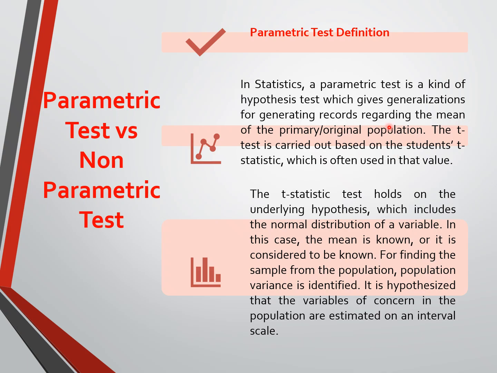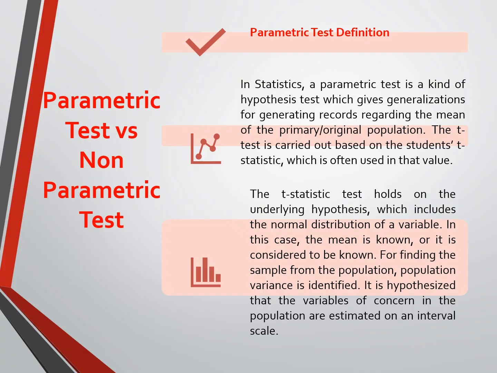And we can use the statistical t-test, the Student t-test, when the sample size is lower than that. The t-test runs on the underlying hypothesis, which includes the normal distribution of variance. The mean is known to you, and we can find out whether the sample drawn is from the population itself.